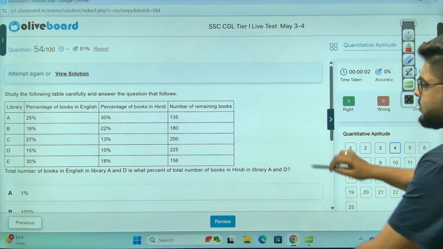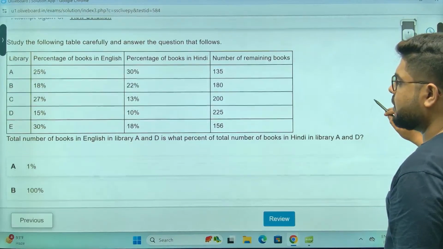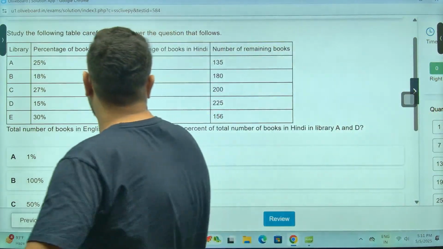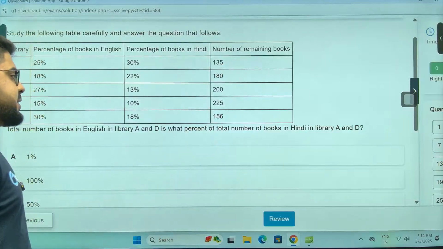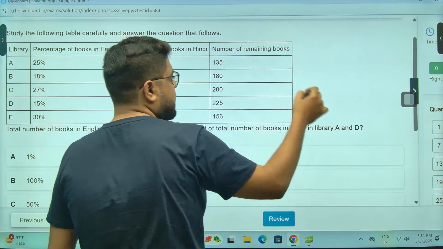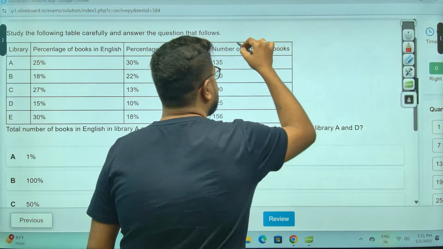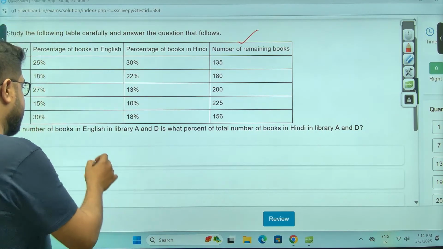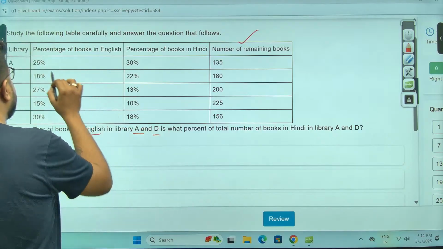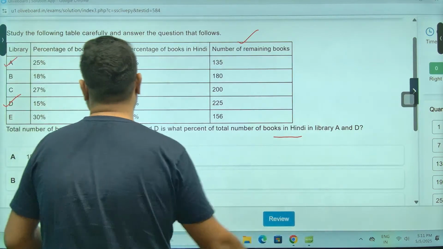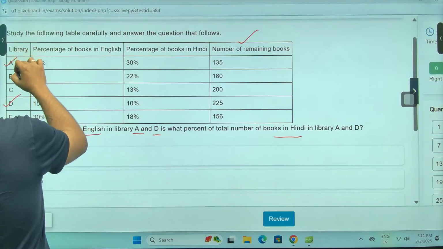Next one, sir. Percentage of books in English, Hindi, or remaining books. Okay, sir. That means this remaining books column will be important. Why? This will give me the total value. Let's see. English in A and D. Hindi books in A and D. We only will talk about A and D.